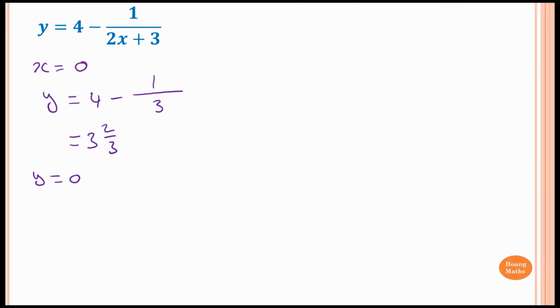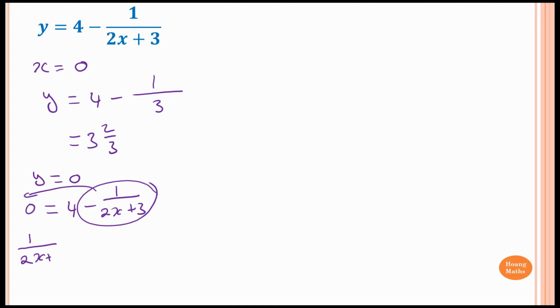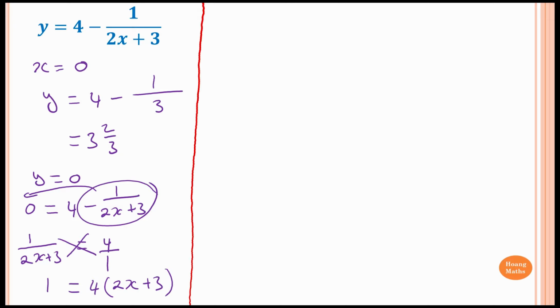To find the x-intercept, that is when y is equal to 0. So when y is equal to 0, this means that 0 is equal to 4 minus 1 over 2x plus 3. So I move this to the left, so it becomes positive. So 1 over 2x plus 3 is equal to 4. 4 is just like 4 over 1. Then I cross multiply. So 1 times 1 is 1, and then 4 times 2x plus 3.